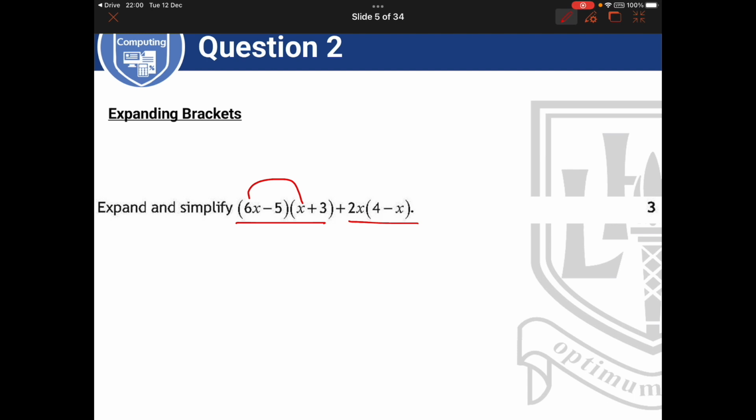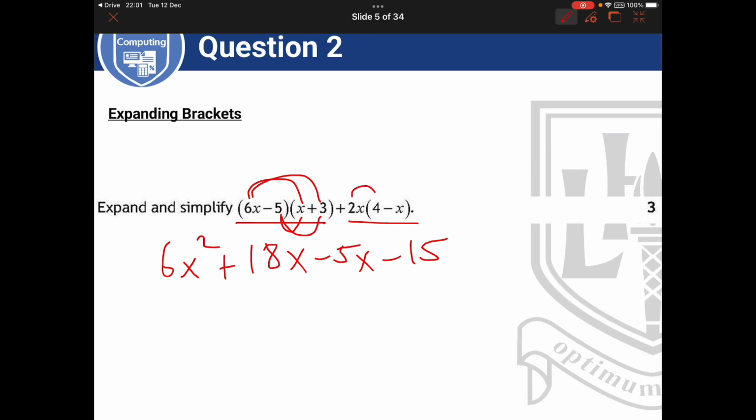So 6x times x is 6x squared. 6x times positive 3 is plus 18x. Then on to the minus 5. So minus 5 times x is minus 5x. Minus 5 times 3 is minus 15. And that's the pair of brackets done.